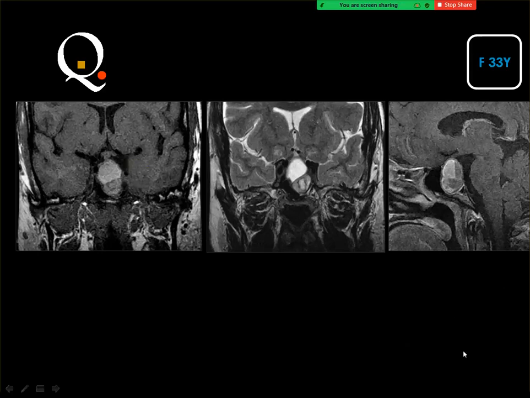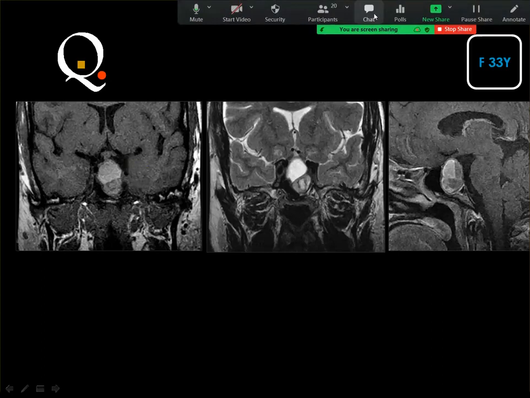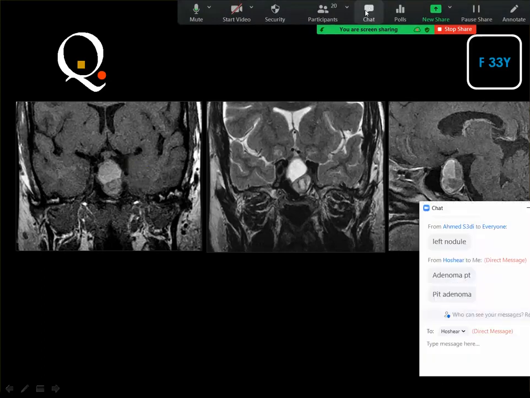Next case, and this is MRI of the sella. This is coronal T1, coronal T2, sagittal T1 without contrast. All images without contrast. Yes, and this is pituitary adenoma, and it's not a simple adenoma.